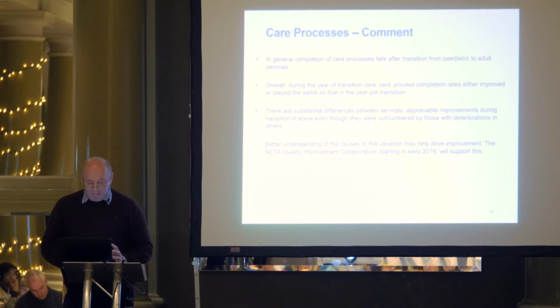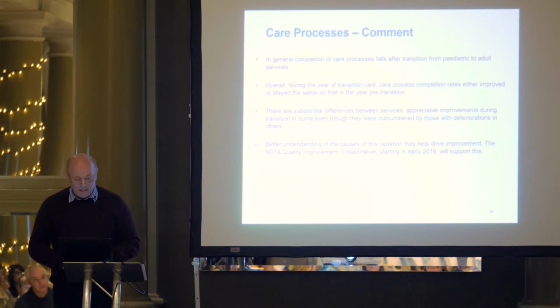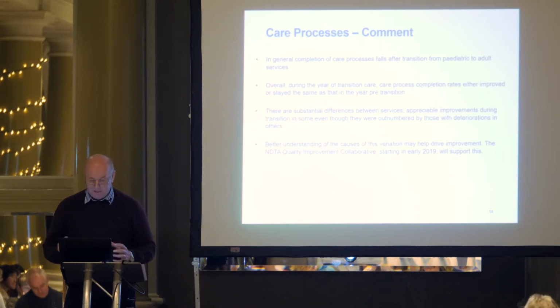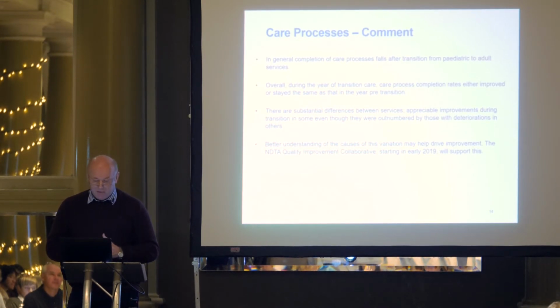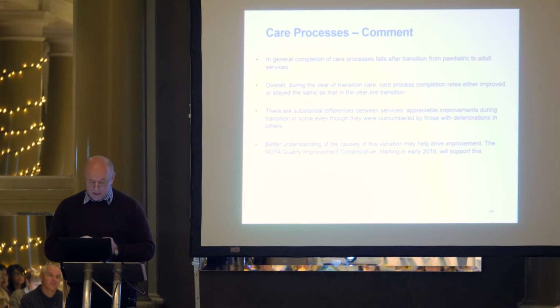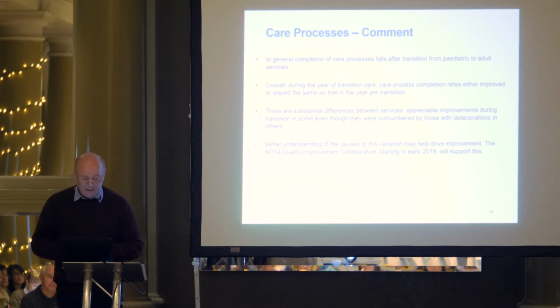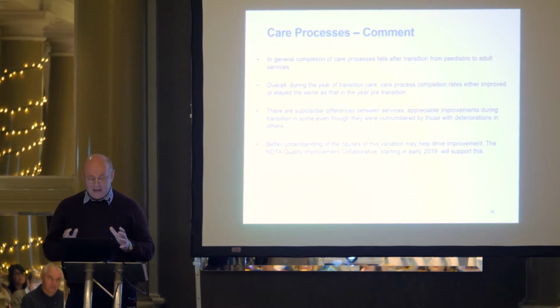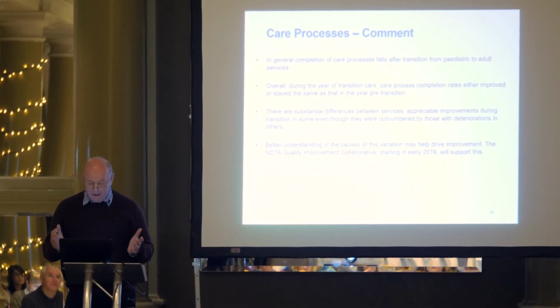So the comment from the care processes, before I move on to targets, is that in general, completion of care processes falls after transition from paediatric to adult services, and overall, during the year of transition, completion rates either improved or stayed the same, and then deteriorated. There are substantial differences between services, with appreciable improvements during transition in some, even though these are outnumbered by those that deteriorate. And we need a better understanding. I don't understand why that might happen.